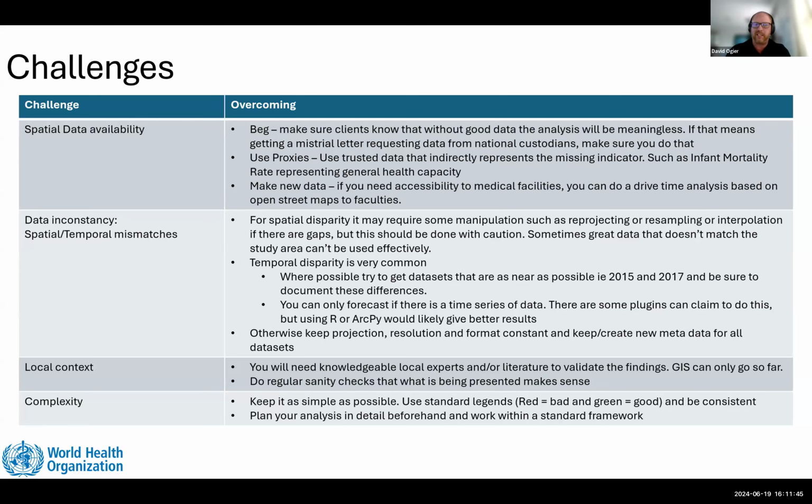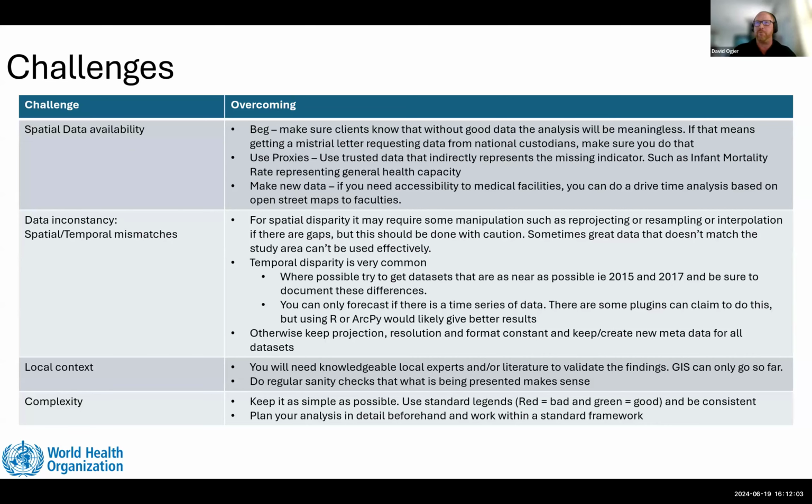And lastly, with complexity, it's always a good idea to keep it as simple as possible, bearing in mind that your clients, the people looking at this data, aren't necessarily technically advanced. So use simple standard legends. Red equals bad, green equals good.